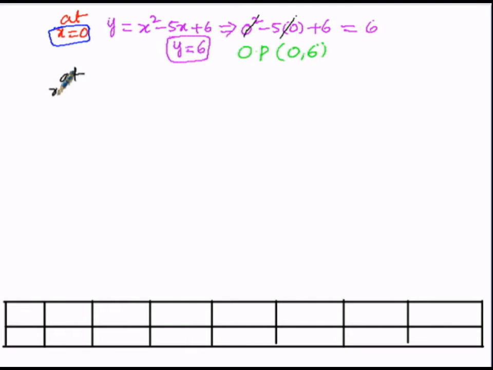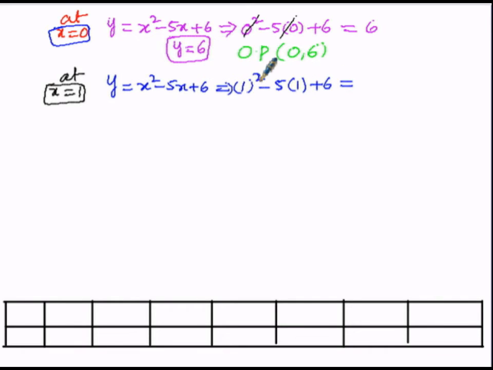Then now the next, at x is equal to 1. So, we are going to replace x by 1, then the quadratic equation will be y is equal to x square minus 5x plus 6. So, x must be replaced by 1, that is 1 square minus 5 into 1, then plus 6 must be written as it is. So, that equals 1 square, 1 into 1 is 1, minus 5 ones is 5, plus 6 must be written as it is.